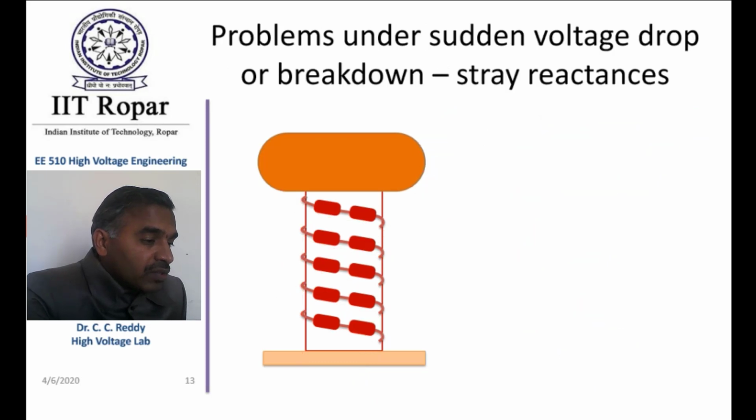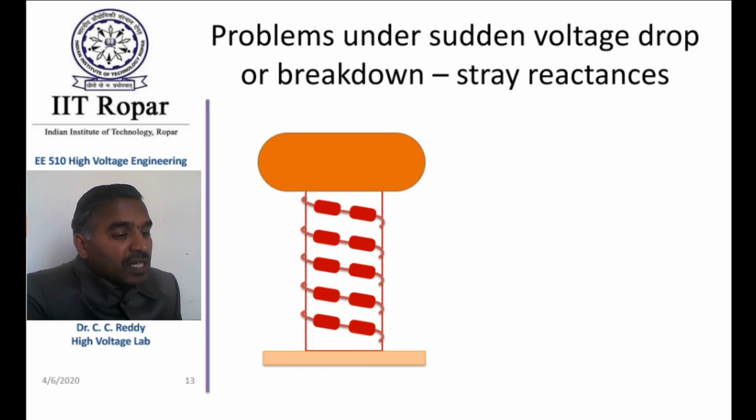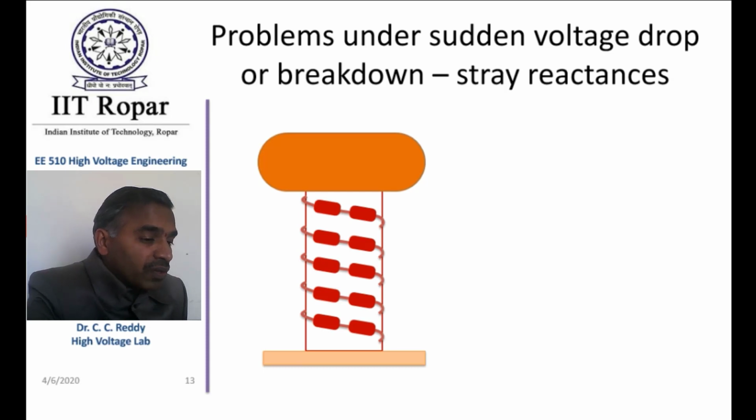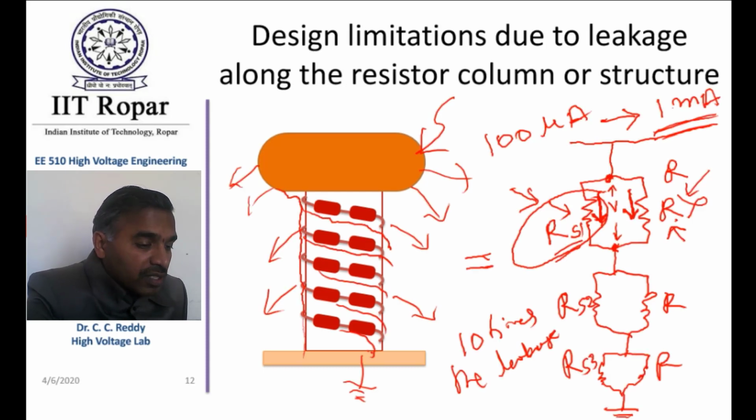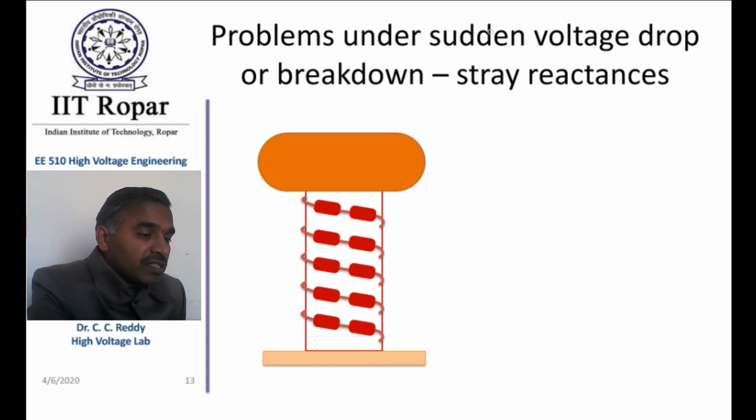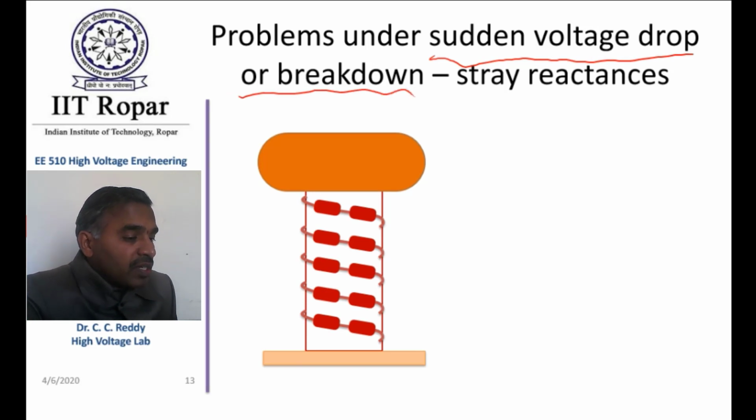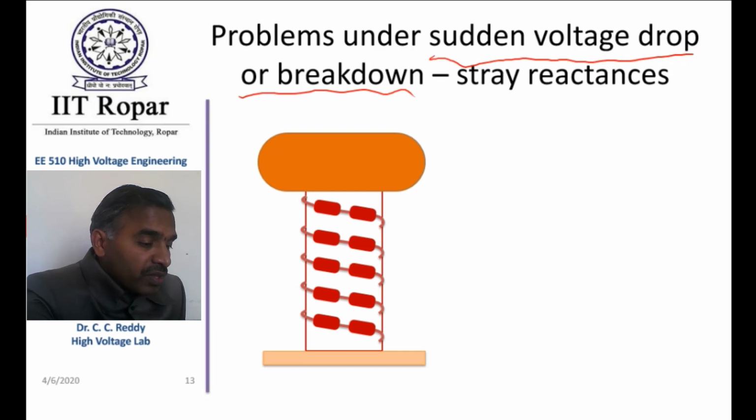I hope you understood. And then problems under sudden voltage drop or breakdown. Now for DC, we have given the resistive circuit like this, but under sudden conditions like the sudden voltage drop. How will a sudden voltage drop occur? When breakdown occurs, usually a sudden voltage drop will occur. Then under this condition, the stray capacitances and stray inductances will come into picture.